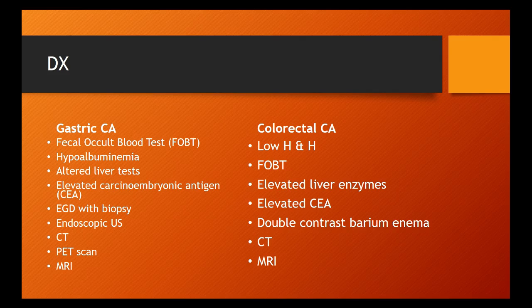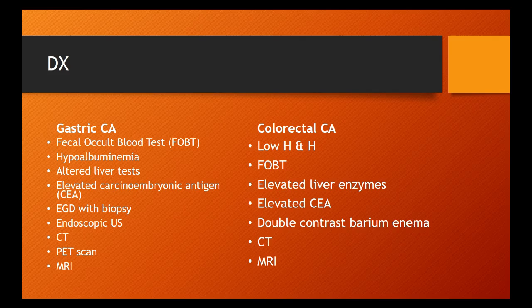And that's an easy point of care test that the physician can do at the bedside. They just use some reagent on a little card, take a little sample of stool and wipe it right there, and drop a couple drops of reagent on it just to see if it reacts. Some other things are hypoalbuminemia, which would come up on a blood test, altered liver tests or panels, elevated carcinoembryonic antigen or CEAs, EGD with biopsy, endoscopic ultrasound, CTs, PET scans, and MRIs, of course. MRIs, PET scans, and CT scans are better for soft tissues.